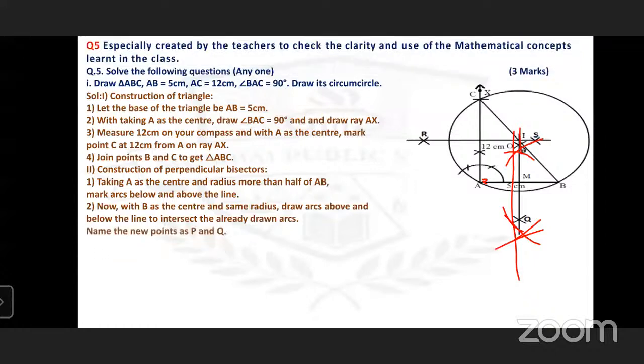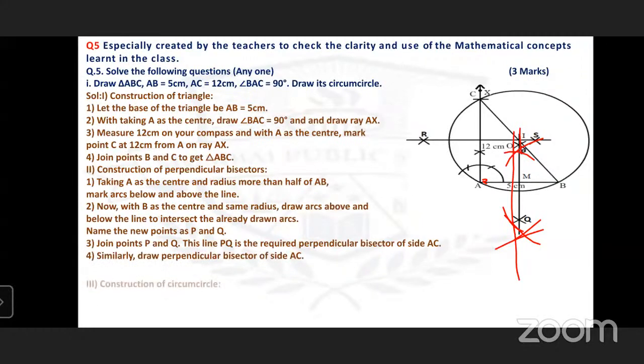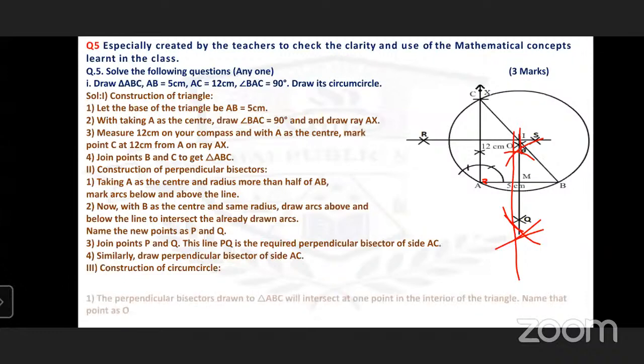Then next point, name the new points P and Q. Then join P and Q. This line is the required perpendicular bisector of side AB. Now next, similarly we draw the perpendicular bisector of AC. And then construction of circumcircle.